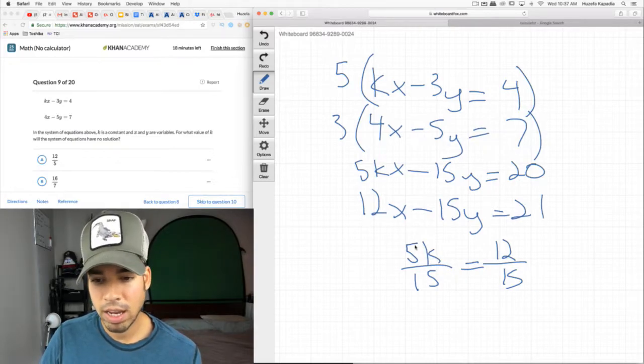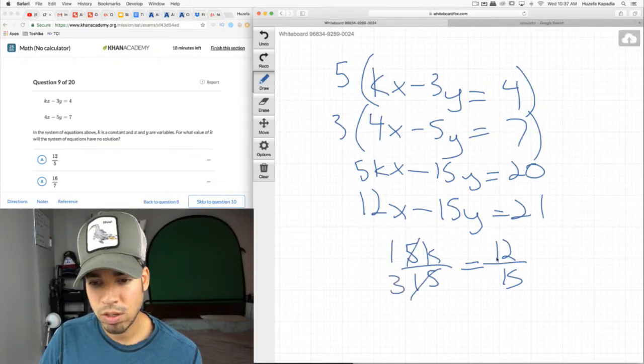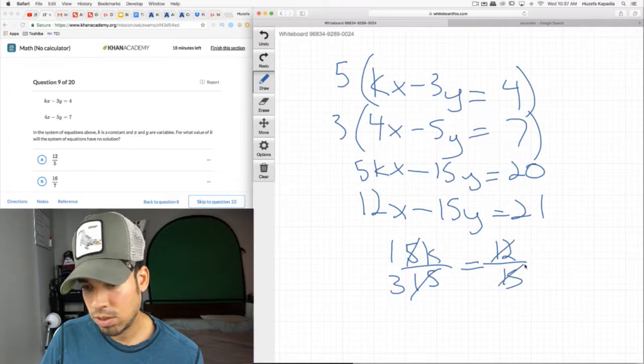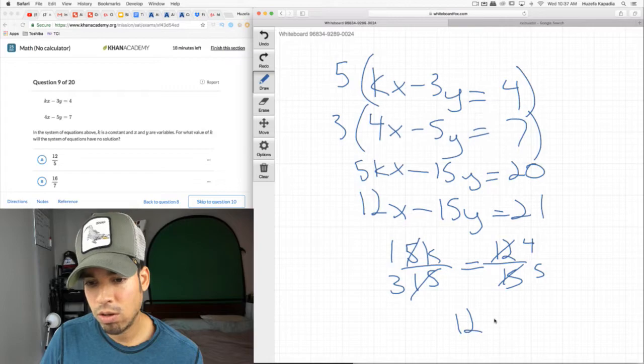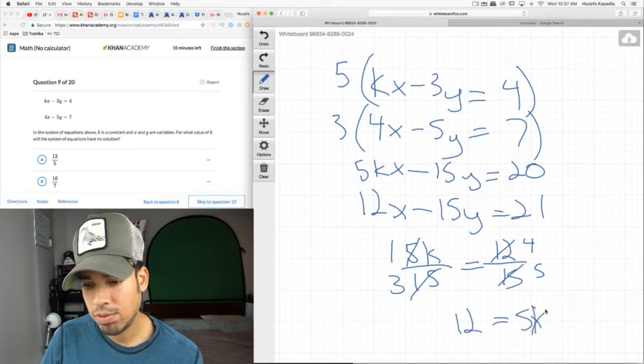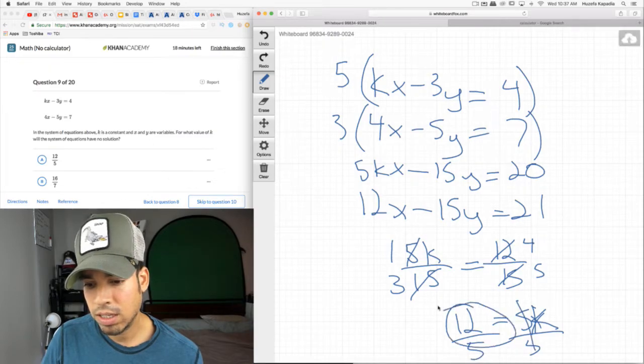So we just solve for k. Let's cross simplify. This becomes 1 and 3. This becomes 4 and 5. Okay, cross multiply: 12 equals 5k. Divide by 5, divide by 5. And we get k equals 12 over 5.